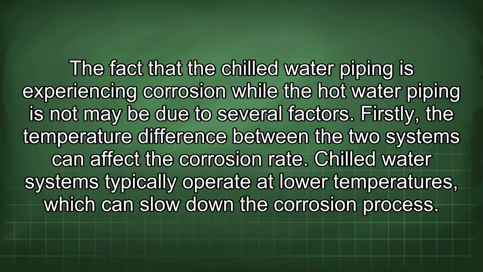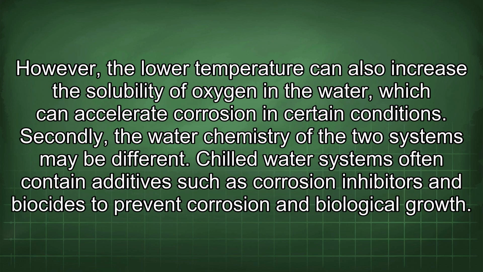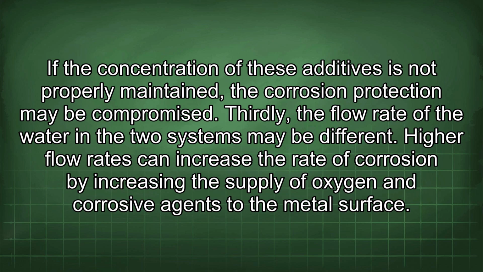The fact that the chilled water piping is experiencing corrosion while the hot water piping is not may be due to several factors. Firstly, the temperature difference between the two systems can affect the corrosion rate. Chilled water systems typically operate at lower temperatures, which can slow down the corrosion process. However, the lower temperature can also increase the solubility of oxygen in the water, which can accelerate corrosion in certain conditions. Secondly, the water chemistry of the two systems may be different. Chilled water systems often contain additives such as corrosion inhibitors and biocides to prevent corrosion and biological growth. If the concentration of these additives is not properly maintained, the corrosion protection may be compromised.